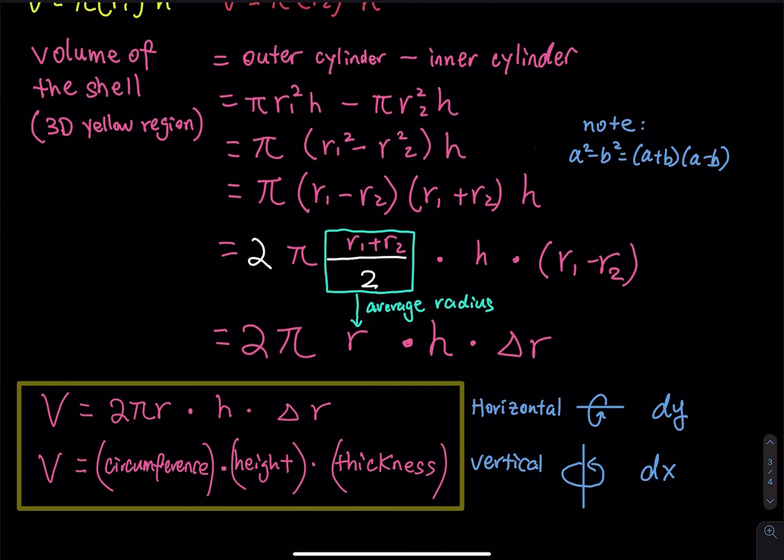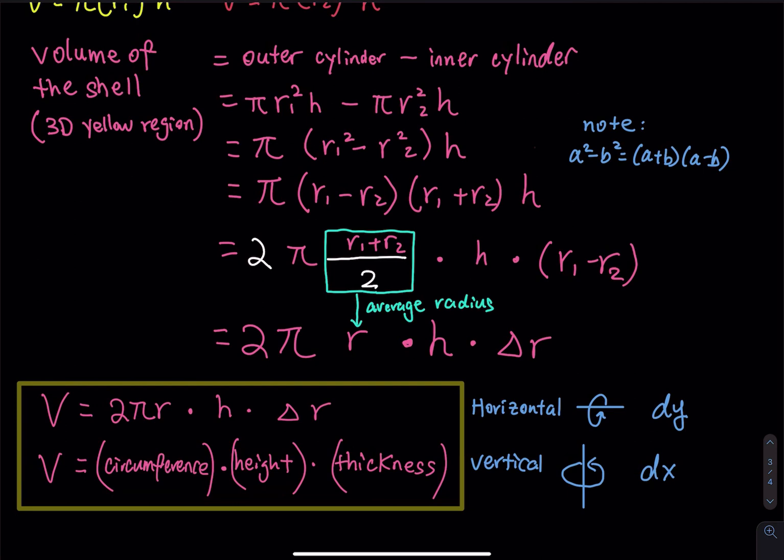And then we write our formula. So the volume is equal to 2 pi r, the first piece, and then times the height, times delta r. So what do they call it? The 2 pi r is the circumference, the circumference of the shell. And then the height is the h. And then the thickness is the delta r.